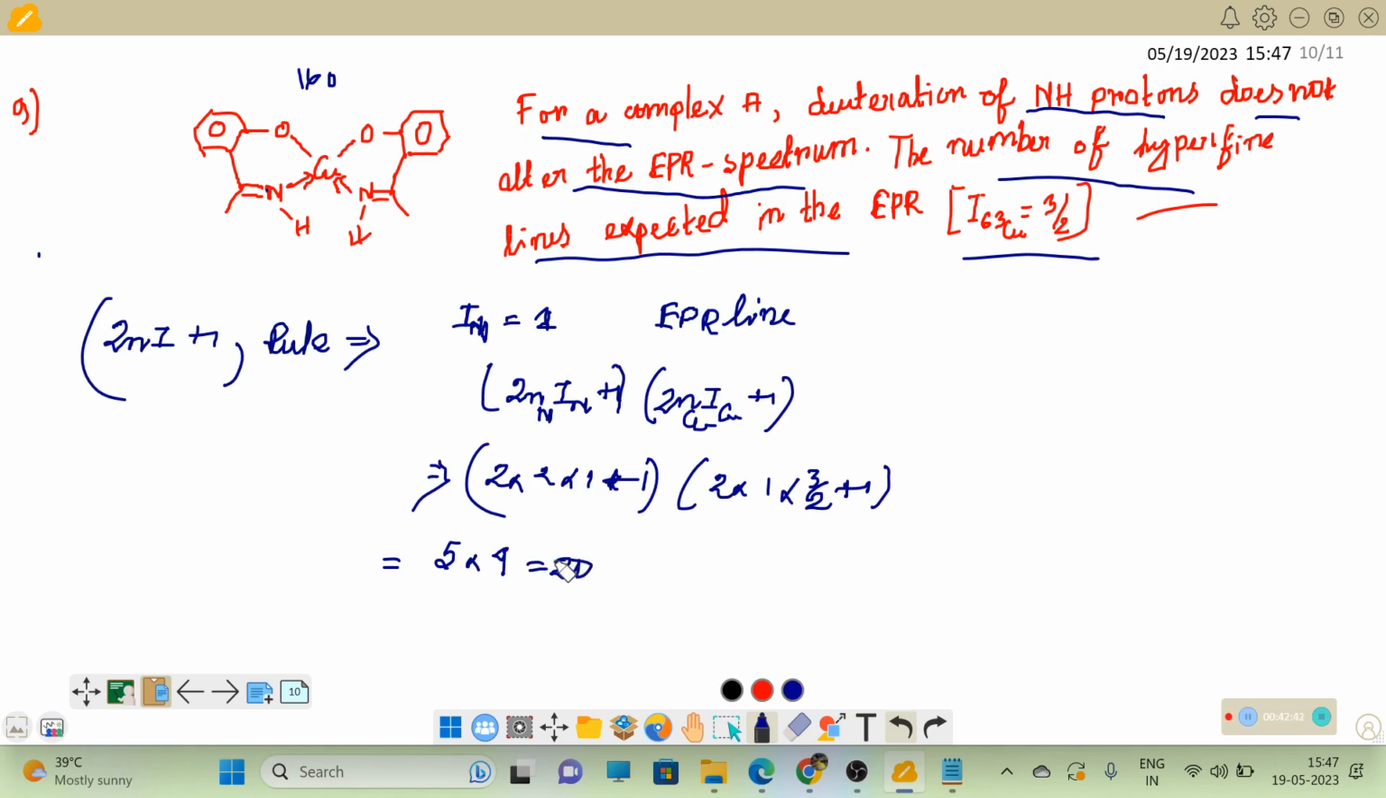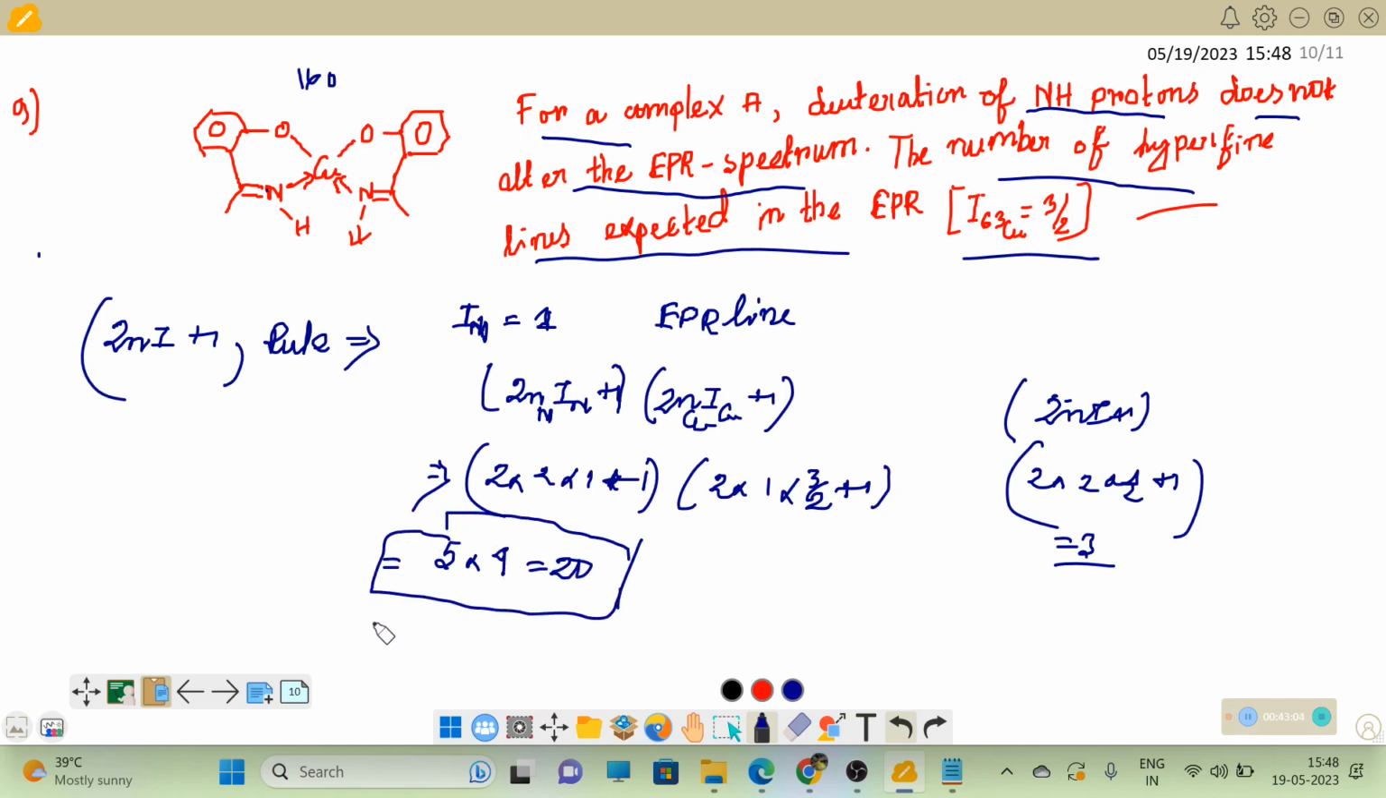If the hydrogens were included, then we would multiply by another 2nI plus 1, that is 2 into 2 into half plus 1, that is 3. It would give 60 lines, but now the answer is 20. Okay, I think you understand.